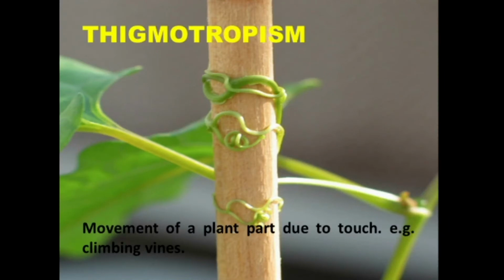Then thigmotropism, it is the response to touch. Movement of a plant part due to touch. Example, climbing vines. You can see the tendrils are growing straight. Whenever they touch an object, they start to coil around it. This is a good example for thigmotropism.